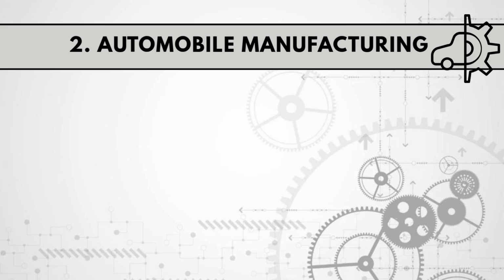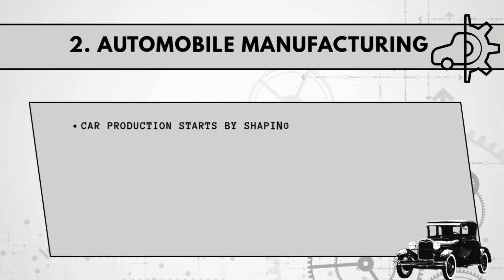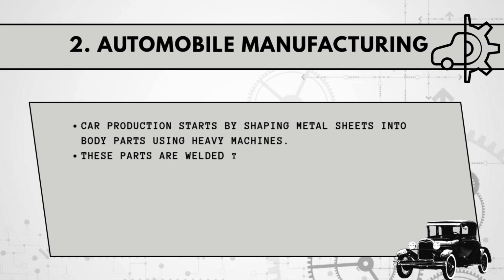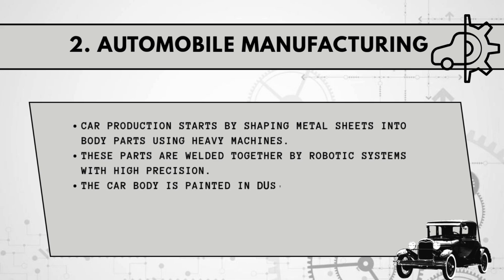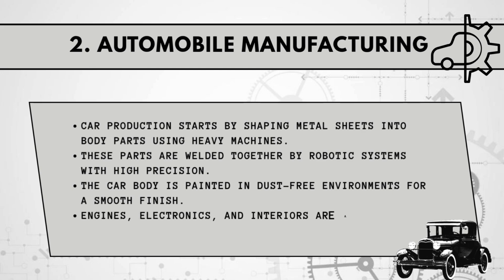2. Automobile manufacturing. Car production starts by shaping metal sheets into body parts using heavy machines. These parts are welded together by robotic systems with high precision. The car body is painted in dust-free environments for a smooth finish. Engines, electronics, and interiors are added before final testing.